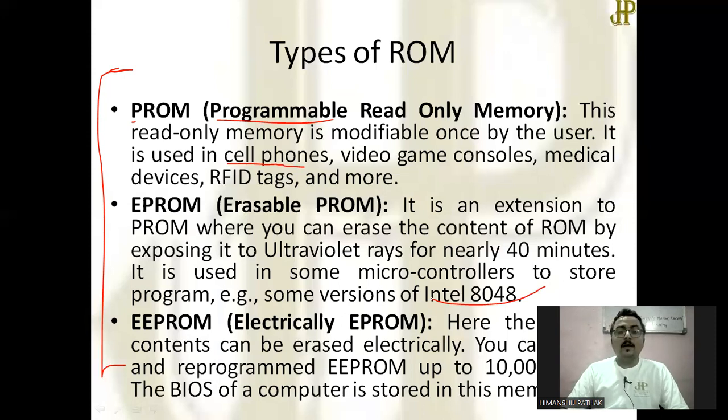Next one is EEPROM. Here, the first E represents electrically. So what does it mean? It means this EPROM is erased electrically, and we can reprogram EEPROM up to 10,000 times. The BIOS, basic input output system, of a computer is stored in this memory, EEPROM.